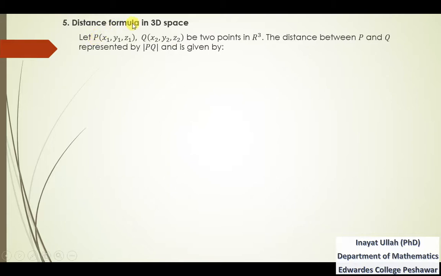Now the distance between this P and this Q in space is represented by PQ absolute, or you may write PQ without absolute, but absolute is a standard notation. So the distance between P and Q is denoted by PQ absolute, and that is given by this formula. Subtract P from Q. What does it mean? Q minus P, along with the square root.